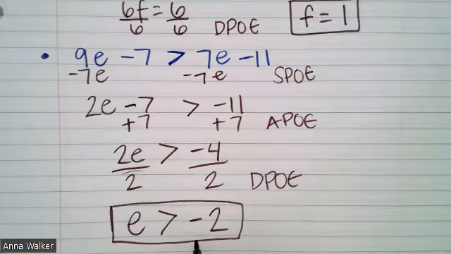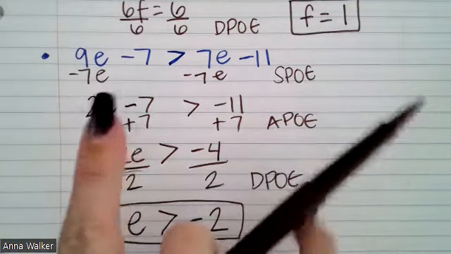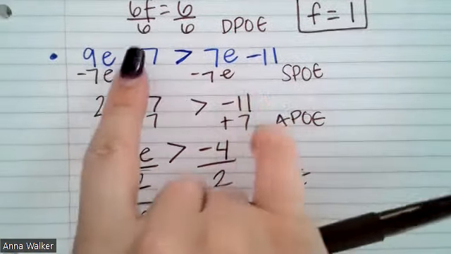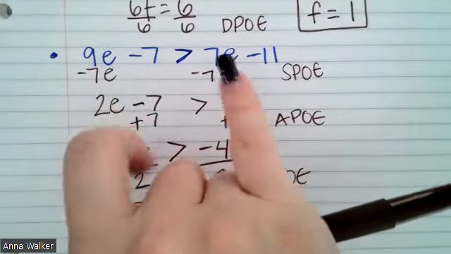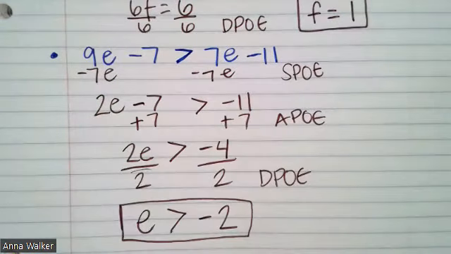And if I went back and plugged in a number that is greater than negative 2 to e, I would end up getting a statement that is true. I would get something that's greater than over here compared to what's over there. So again, all we're doing is using the properties of equality, but it's kind of like we're combining like terms through the property of equality as we solve.